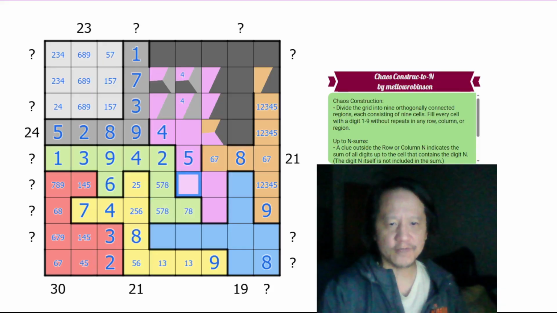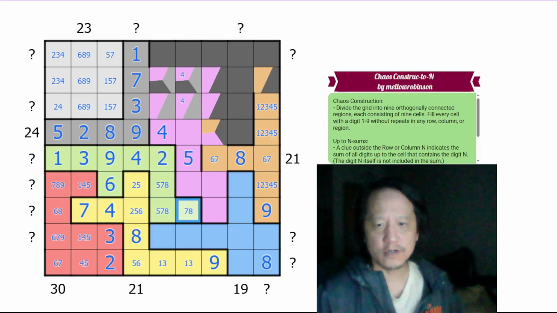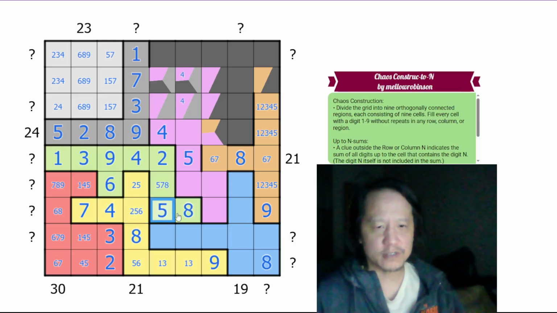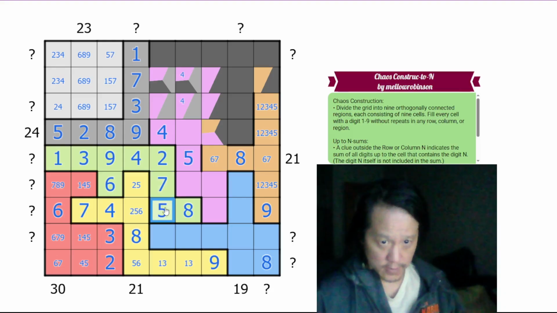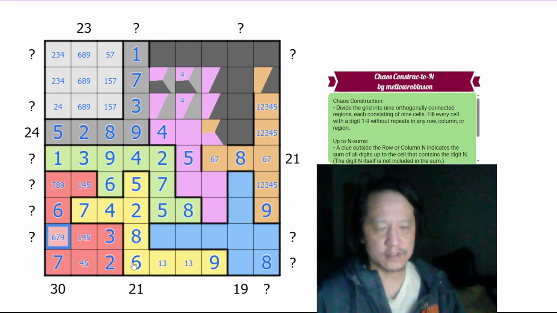This can't be 5 because of 5 in the column. This 7 eliminates 7 here. So this is 8, which makes this 5. 8 eliminates 8 here, so it's 6. This can't be 5 or 8, it's 7. 5 eliminates 5 here. Cannot be 6 either because of 6 in the row, so this is 2, which makes this 5, which makes that 6. 6 eliminates 6 here, so it's 7. This can't be 6 or 7. It's 9. This can't be 7 or 9. It's 8. This can't be 5 anymore.